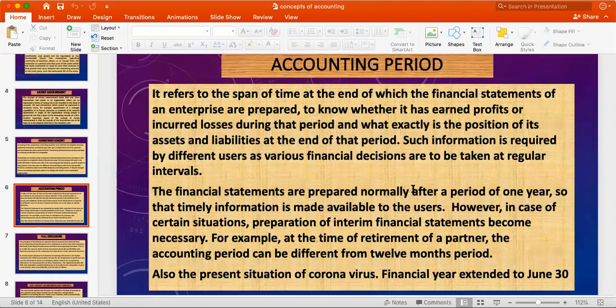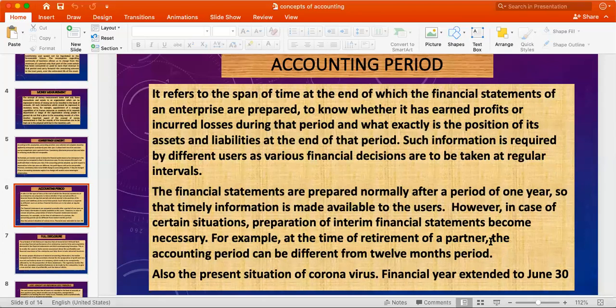Okay, so yesterday we were on accounting period and I explained what the accounting period concept is. It refers to the span of time at the end of which the financial statements of an enterprise are to be prepared. Means till what duration we need to consider the economic transactions and record them in books. And finally, on which date we have to prepare the profit and loss account and balance sheet of the firm. So that duration from the beginning of the year till the end of the year is known as accounting period. It can be whatever months we decide according to the rules.